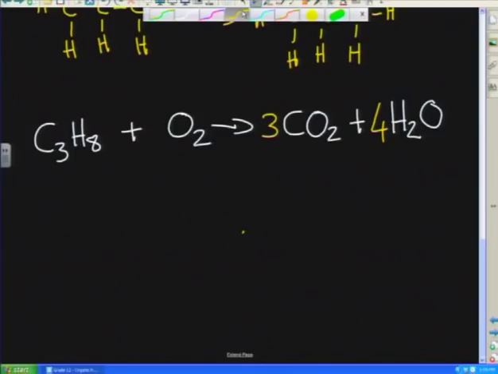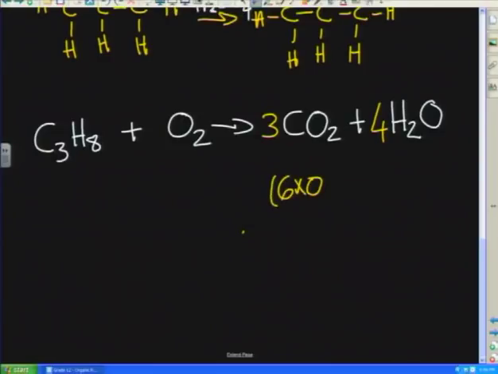Now, if I start to add up all my oxygens, they are everywhere. I've got how many oxygens inside carbon dioxide? Well, 3 multiplied by 2 gets me 6. So there are 6 oxygens over there. And how many oxygens have I got in water? 4 times 1 gets me 4. All right, so I've got 4 oxygens over there, 6 oxygens over there. So in total, I've got 10 oxygen atoms.